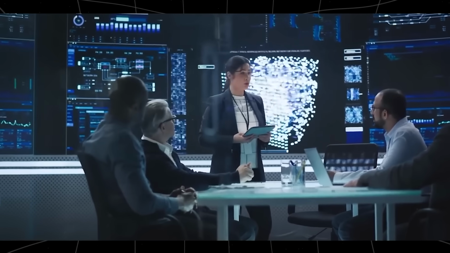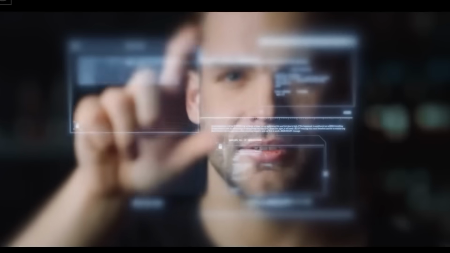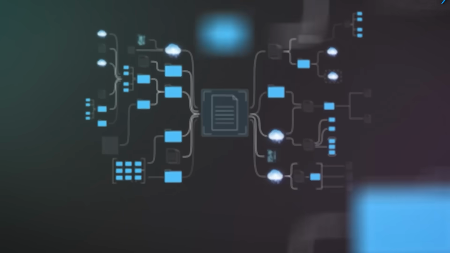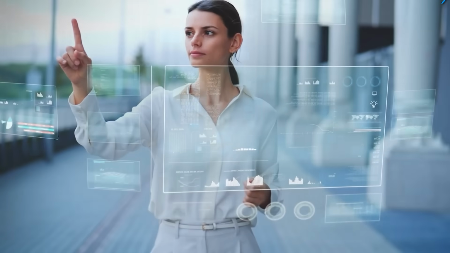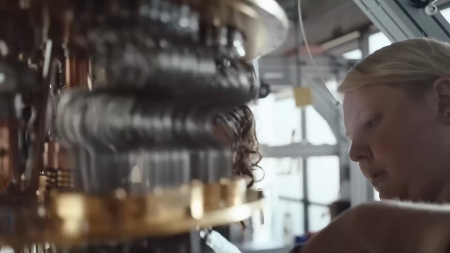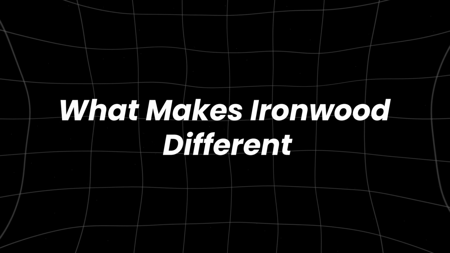In this video, we're breaking down what that number really means, what Ironwood is built to do, and how it's changing the economics of AI overnight. But that's not all. We'll also explore how this chip fits into Google's full-stack AI infrastructure, and why this move could redefine the cloud war with AWS and Microsoft. Let's dive in. What makes Ironwood different?